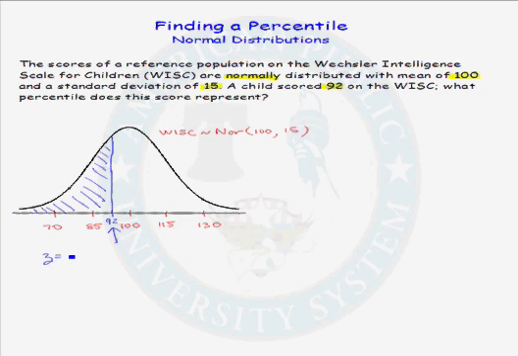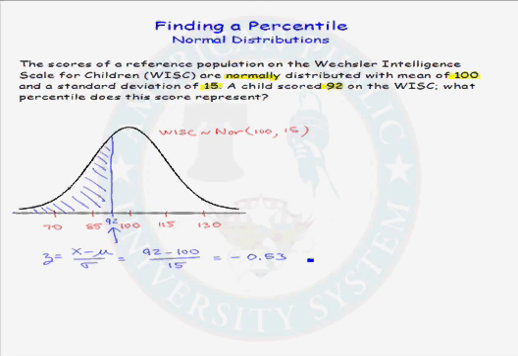Remember, the z-score tells us how many standard deviations above or below the mean a particular data value falls, and the formula is x, the data value, minus the mean, divided by the standard deviation. So for this problem, we will have 92 minus a mean of 100, divided by a standard deviation of 15. This corresponds to a z-score of negative 0.53. This child scored 0.53 standard deviations below the mean on the WISC test.